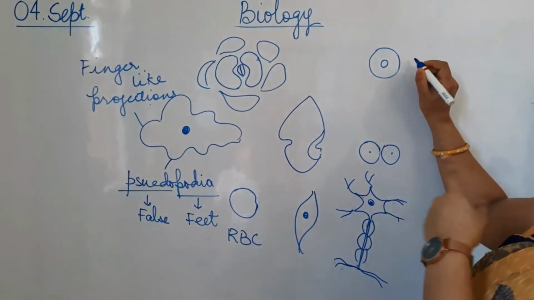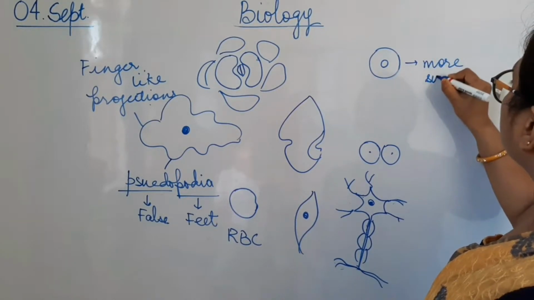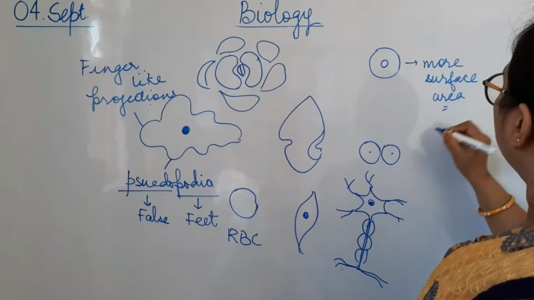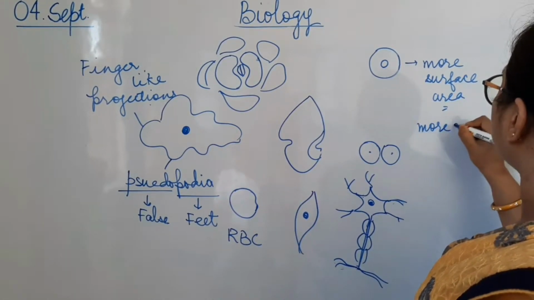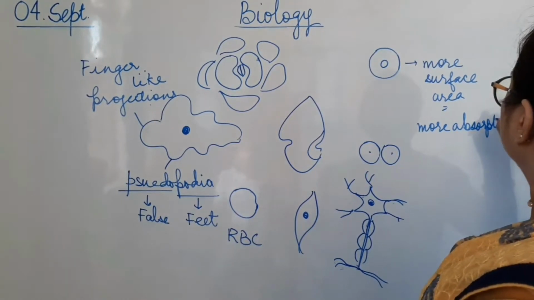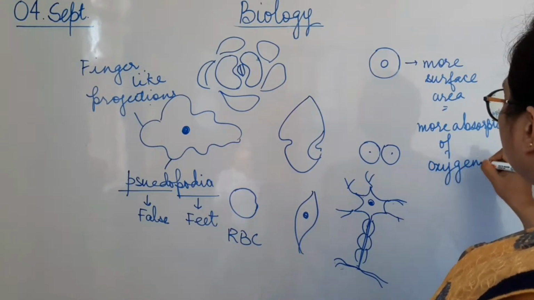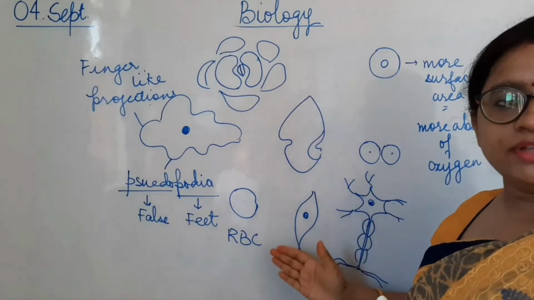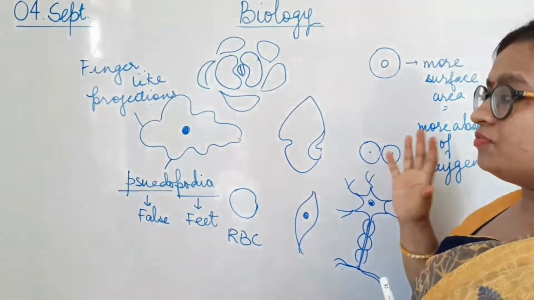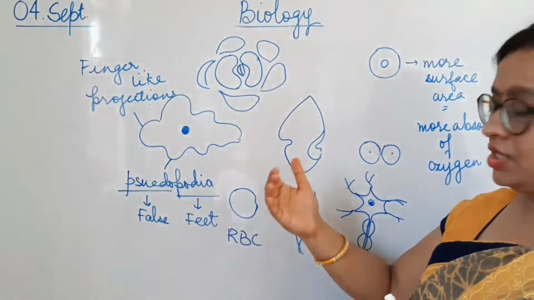So this shape of RBC helps it to have more surface area, which is equal to more absorption of oxygen. So here you can see some more examples. These are not the only examples, there are many more, but I have taken a few examples which you will definitely come across as you study the chapter on the cell.